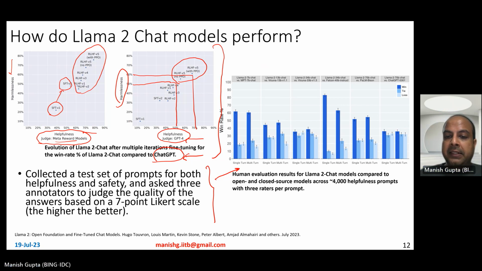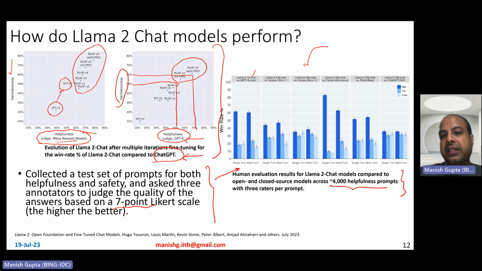Okay. Now, they also did human evaluation, as I discussed already, with the three annotators on a 7-point Likert scale. And what they observed is what is basically shown here. They did this human evaluation on 4,000 helpfulness prompts. This is Llama 2 7 billion chat versus MPT. This is versus Vicuna, different sizes, 13 billion, 34 billion. This is versus Falcon, PaLM, ChatGPT, right? So what you observe is that human annotators at least say that, with respect to all of these models, the Llama model actually wins, right? So the dark blue color actually wins.